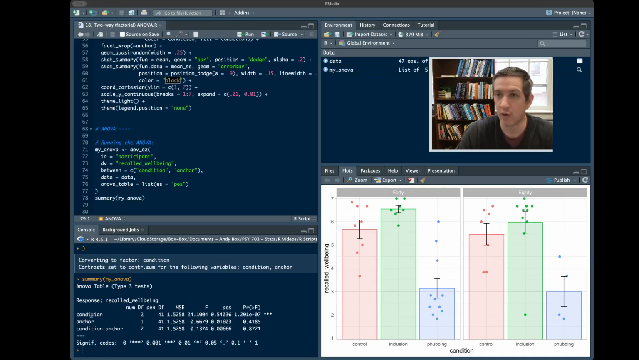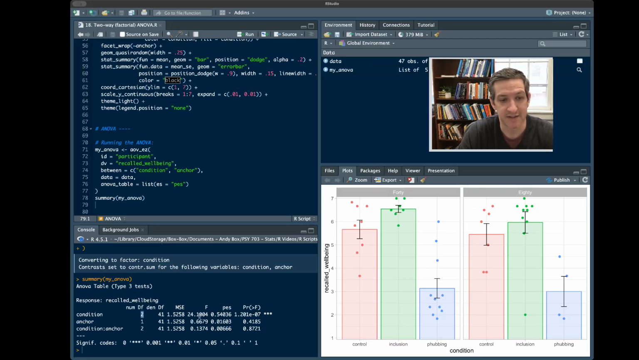We have 1 row for each of the effects that we care about in our ANOVA, so that would be the main effect of condition up here on the top row, the main effect of anchor on the second row, and then the interaction between condition and anchor on the third row. And so to interpret this, we can see our condition factor has 2 degrees of freedom. That makes sense because it has 3 levels overall.